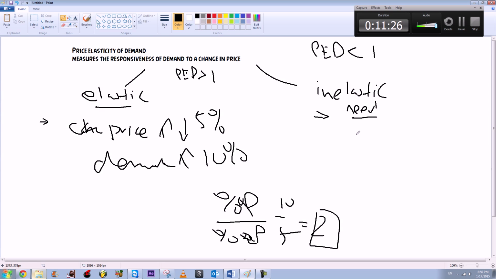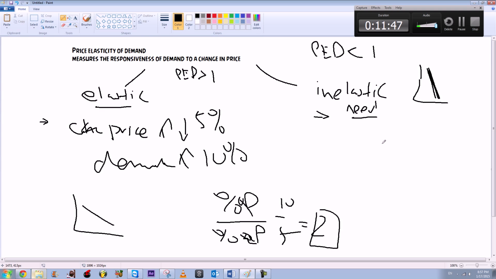So for example, I forgot how you draw that graph. I think elastic is this. Inelastic is this. It's less than 1. So if it's 1, it's called unitary elastic, for information.